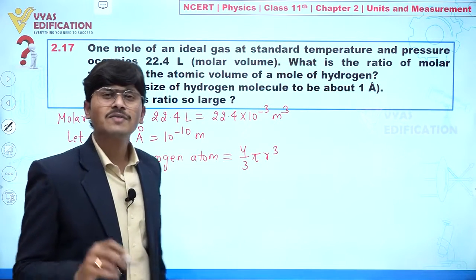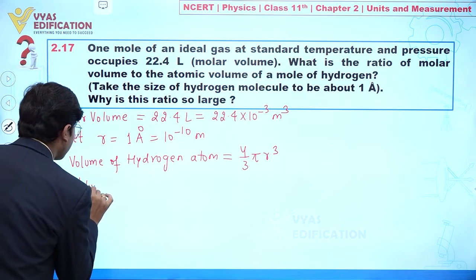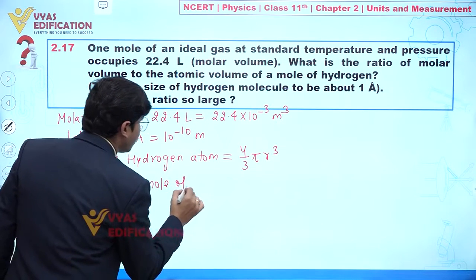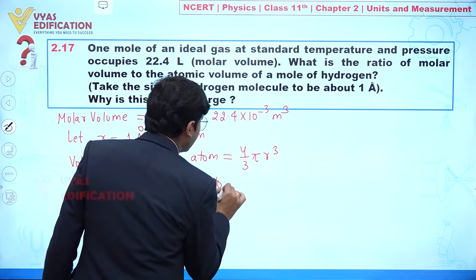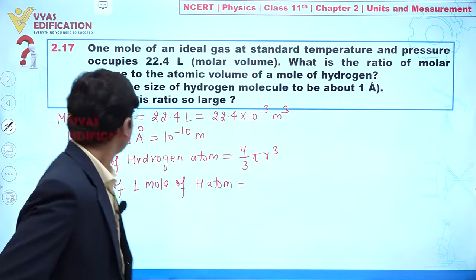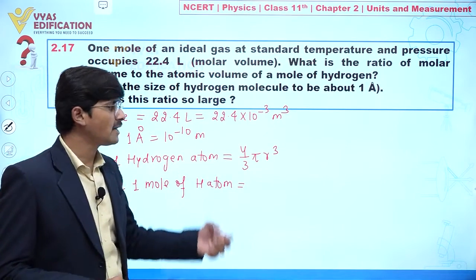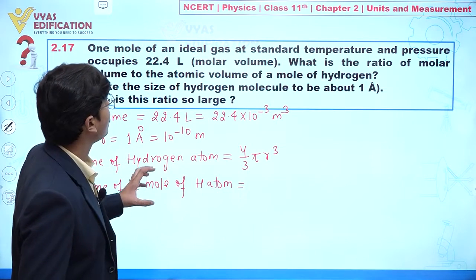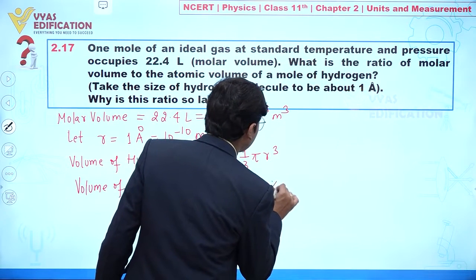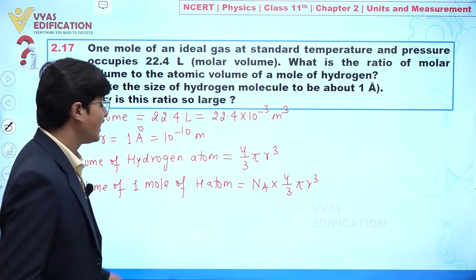So what is the volume of 1 mole of hydrogen atoms? We know this is the volume of 1 atom of hydrogen, and the volume of 1 mole of hydrogen atoms is the atomic volume. It is given by Na multiplied by 4 by 3 pi r cube. Now what is Na?